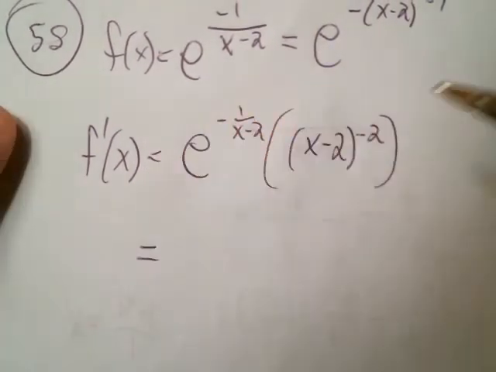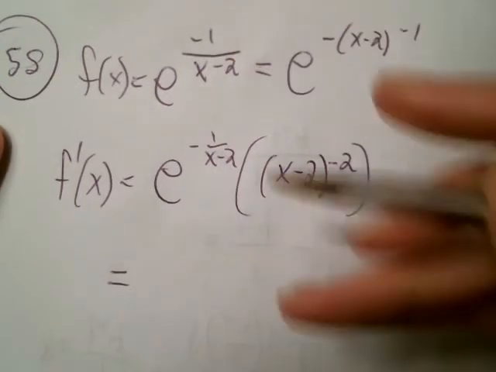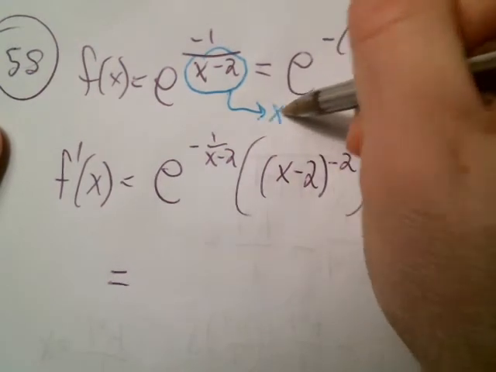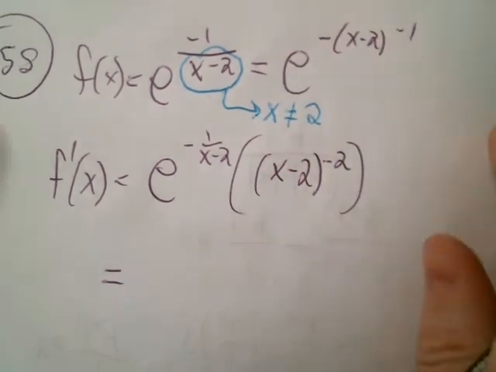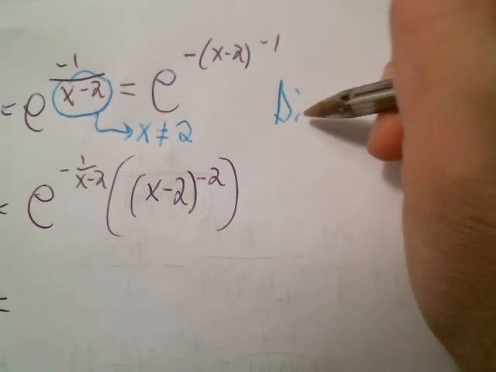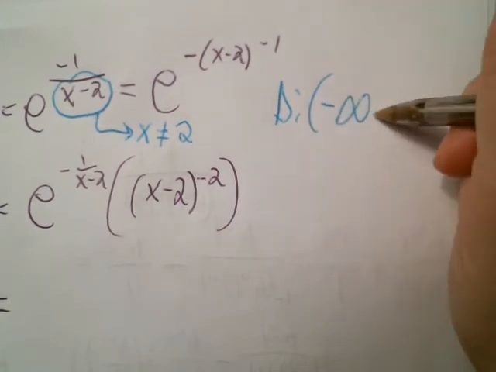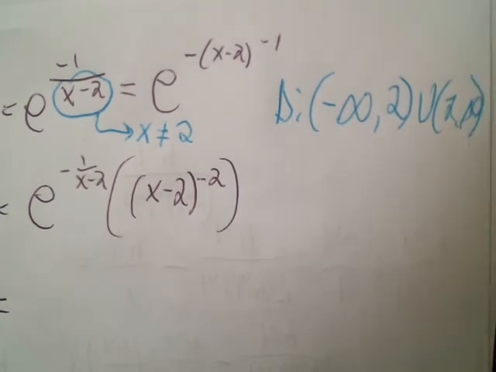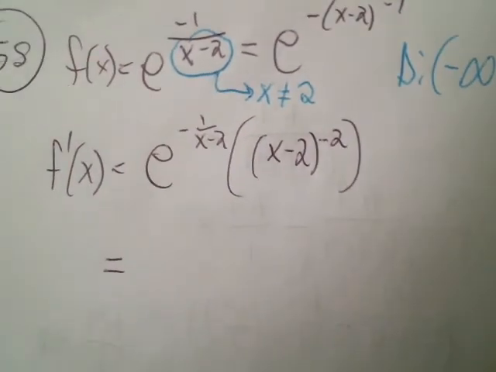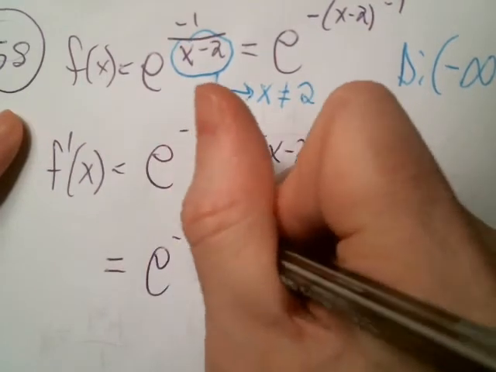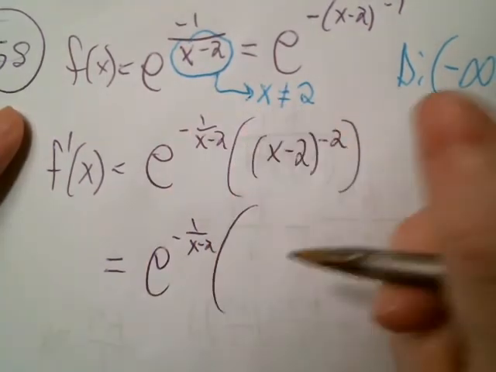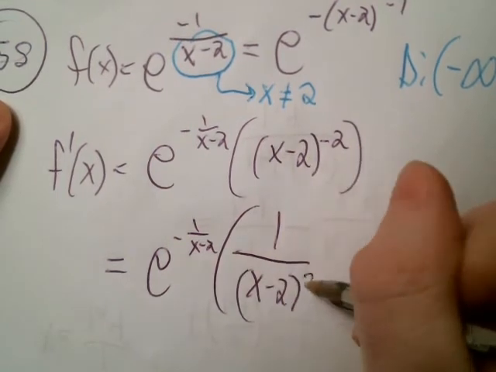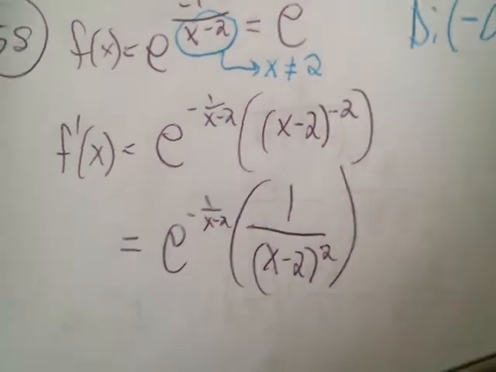Okay, so there are issues with this guy with regards to domain. In particular, we can't have x equaling 2. That's bad news. So in the domain, we need to note that it's going from -infinity to 2, and then union with 2 to infinity. Okay, so this guy will have e to the -1 over x minus 2 times 1 all over x minus 2 squared, right? And then we need to get the critical numbers.